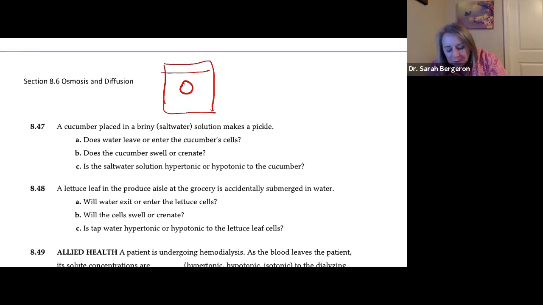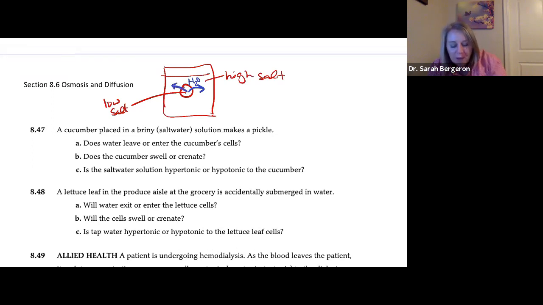So what's going to happen is this liquid here is high salt. My cucumber is low salt, okay? So what's going to happen with the water? How's the water going to move? Well, my water is going to move to my area of higher solute concentration. So it's going to move from my low salt to my high salt. So this is the direction of water movement. So water is going to move out of the cell into the solution. So what do we call that when water moves out? So all this water is moving out.